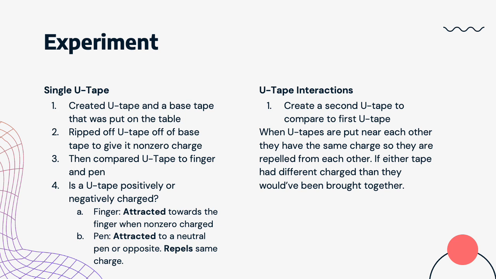Next, when we looked at the U-tape interactions, we first created a second U-tape to compare to the first U-tape. When the U-tapes were put near each other, they had the same charge, so they were repelled from each other. However, if either of those tapes had a different charge, then they would have been brought together.